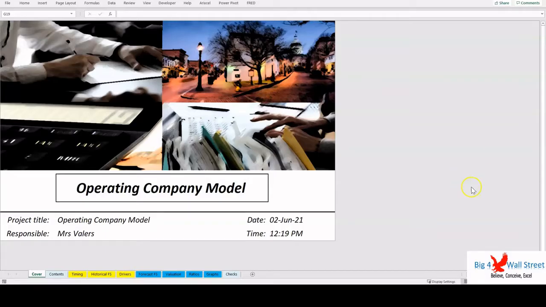Operating company model consists of an Excel model which allows the user to generate forecast financial statements based on historical financial statements of an already operating company. The model generates the three financial statements, profit and loss, balance sheet, and cash flow, and performs a valuation, along with graphs and ratios. So, a quick overview of the model.